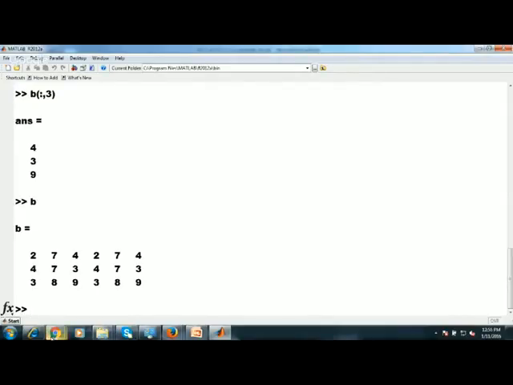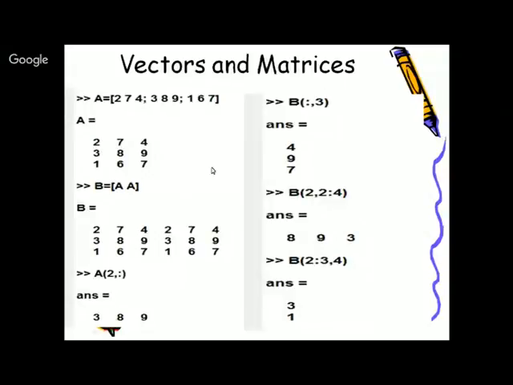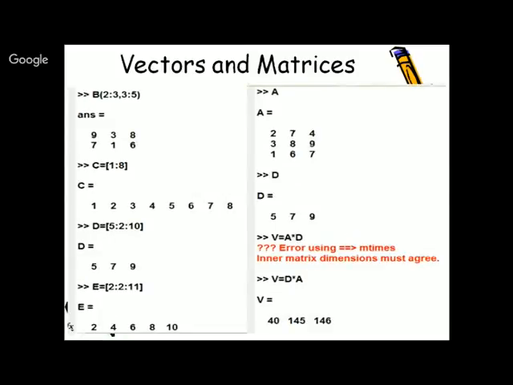Okay, now similarly, you can have parts of it also. See here, 2 comma 2 colon 4. That means on the second row, from the second column to the fourth column. See, that is what is happening here. Similarly, on the fourth column, from the second row to the third row. Okay, so you can extract parts of the matrices.